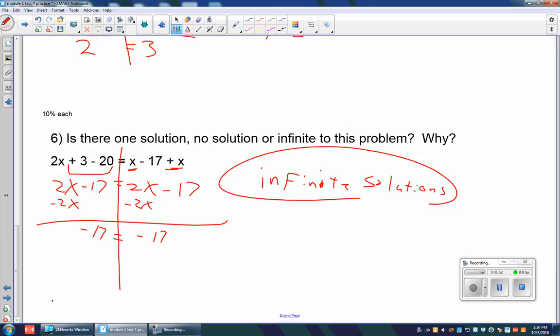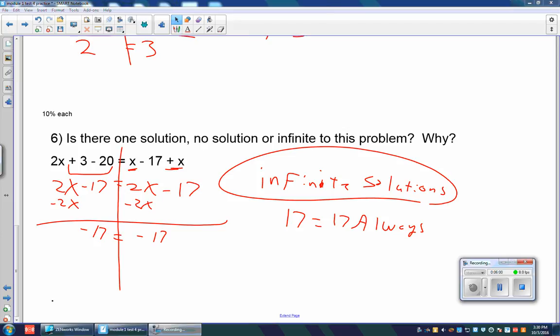Because we have the same number equals the same number. Because 17 equals 17 always. If I'm going too fast for you, remember you can listen to it again, and you can always ask me questions.